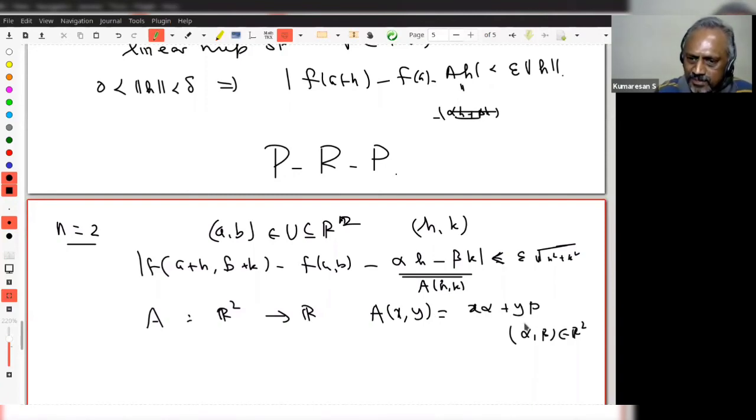How many of you appreciate this? We have not done anything new. There I thought of it as a first degree polynomial. Here I am thinking of it as a linear map. The reason for that will become clear. How many of you appreciate this?